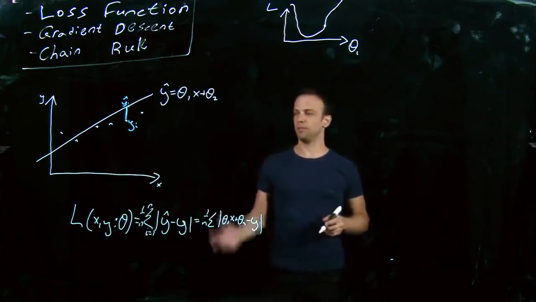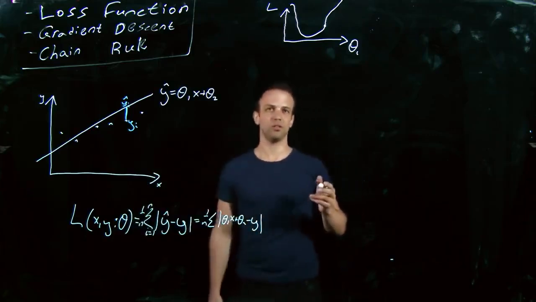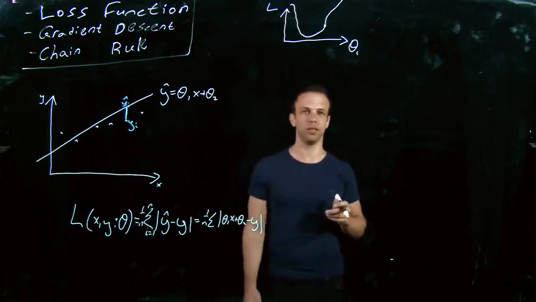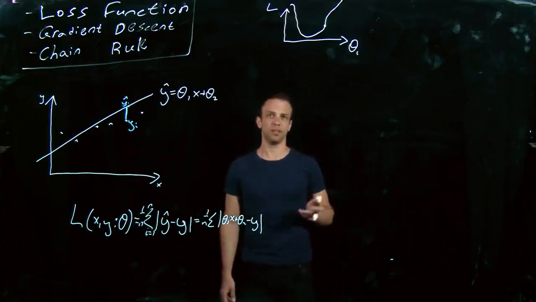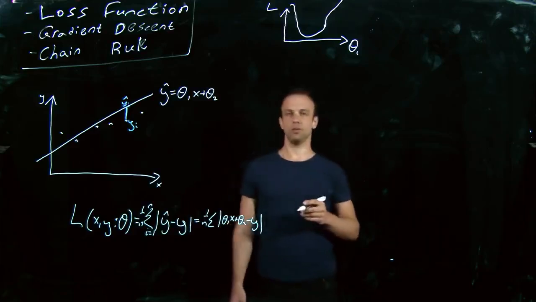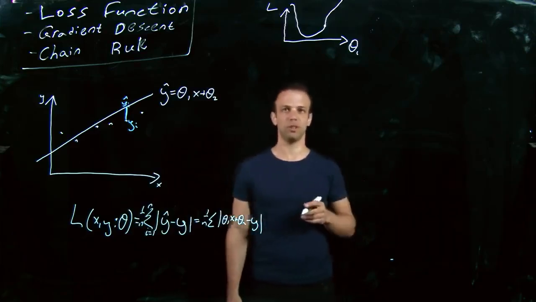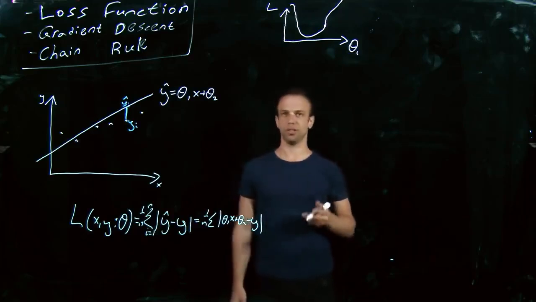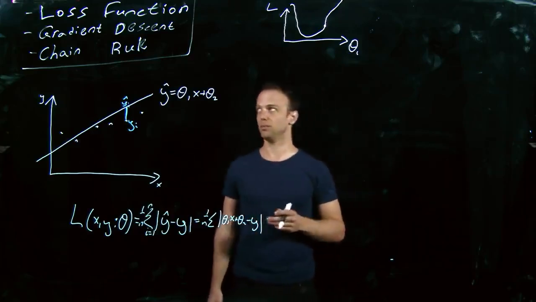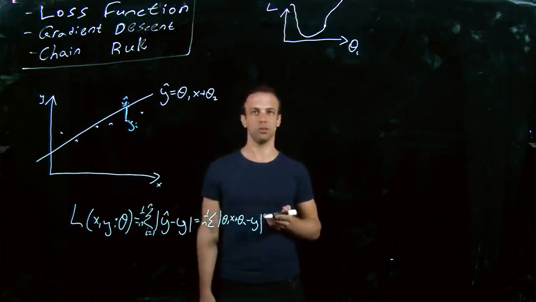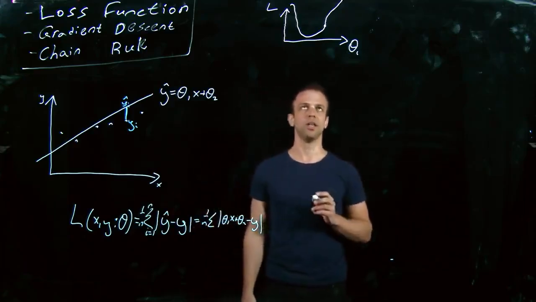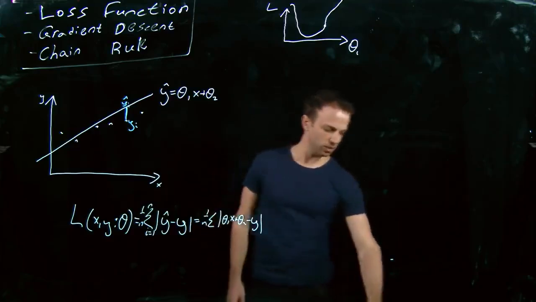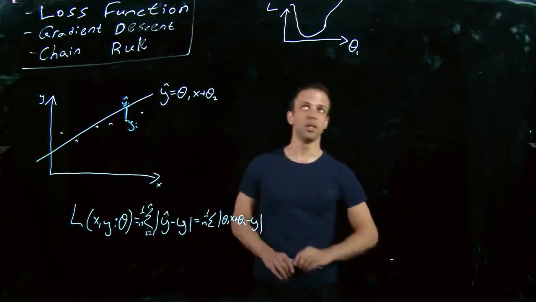Okay, now in simple cases, I might just solve it directly and find the minimum of the loss function. But many times our models will be very complex and we'll have a lot of data, and actually what we will want to do is to use some iterative algorithm. Okay, and the most common algorithm to use is gradient descent.